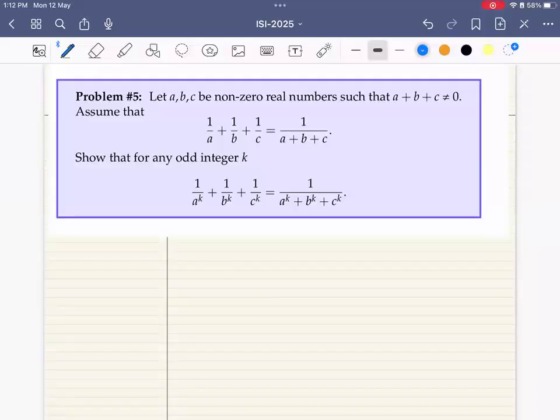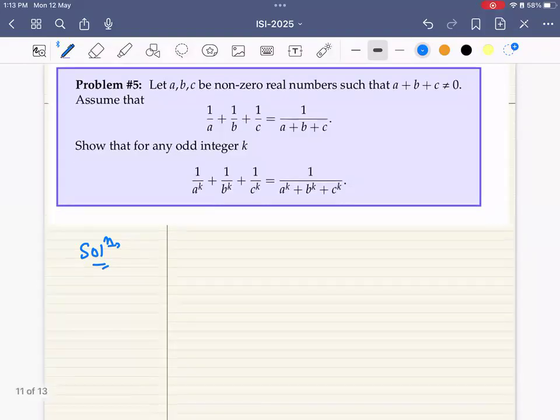Well, hello and welcome to session three, in which I'm going to take up the last three problems, which begins with this. a, b, c are non-zero real numbers, and a plus b plus c is also non-zero, and show that this is true.